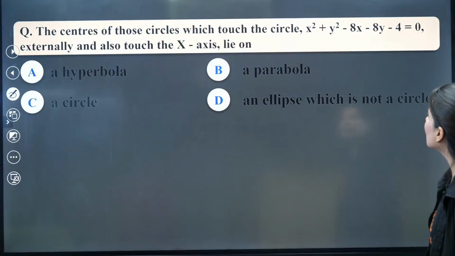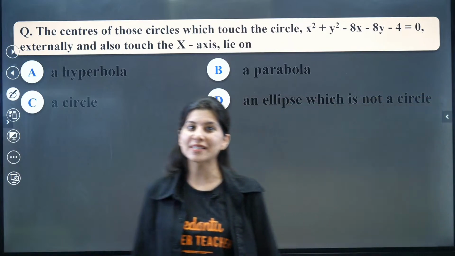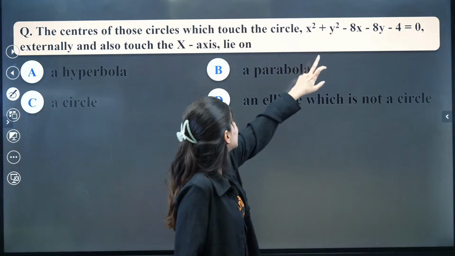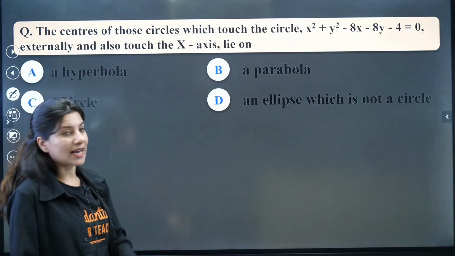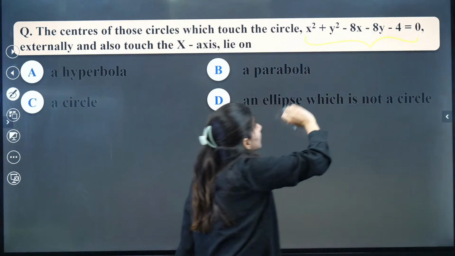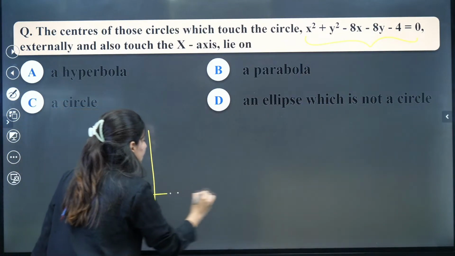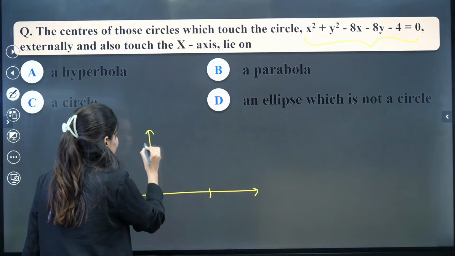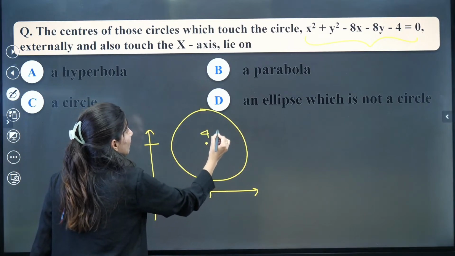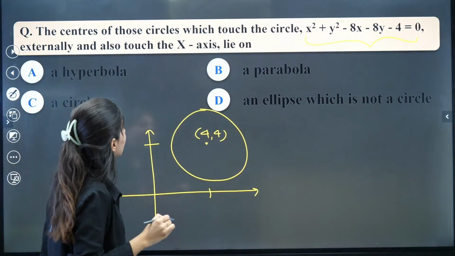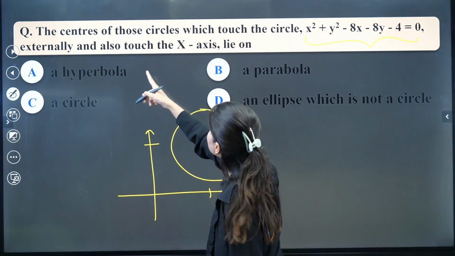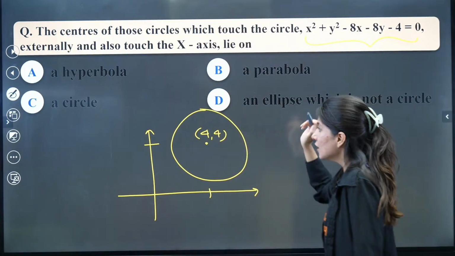So we have another question. This question is from circles. The question says the centers of those circles which touch the circle externally and also touch the x-axis. So let us first understand this. This is the circle, with center 4, 4 and radius 6 units, right? The centers of those circles which touch this circle.